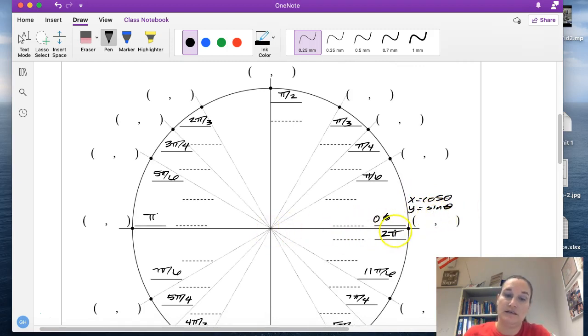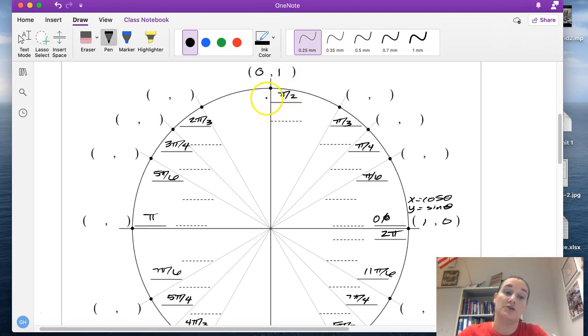So if the radius of the circle is 1, this point on the x-axis is (1, 0). So that means the cosine of 0 is 1 and the sine of 0 is 0. Same for 2 pi, since they're the same angle. If this is a radius of 1 and this is on the y-axis, this point is (0, 1). So the cosine of pi over 2 is 0. The sine of pi over 2 is 1.